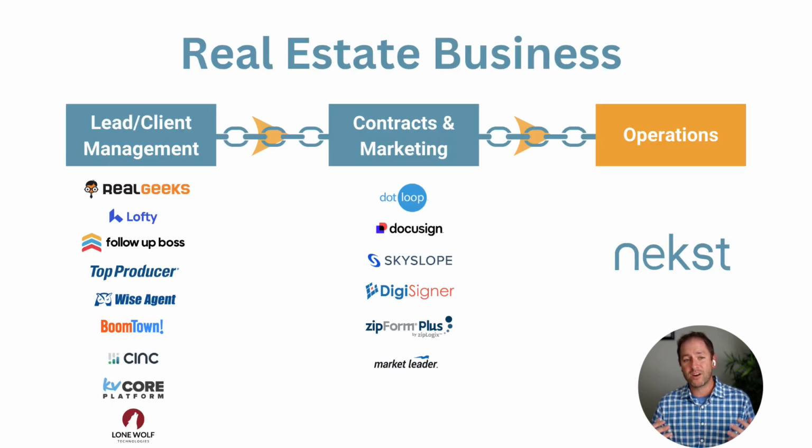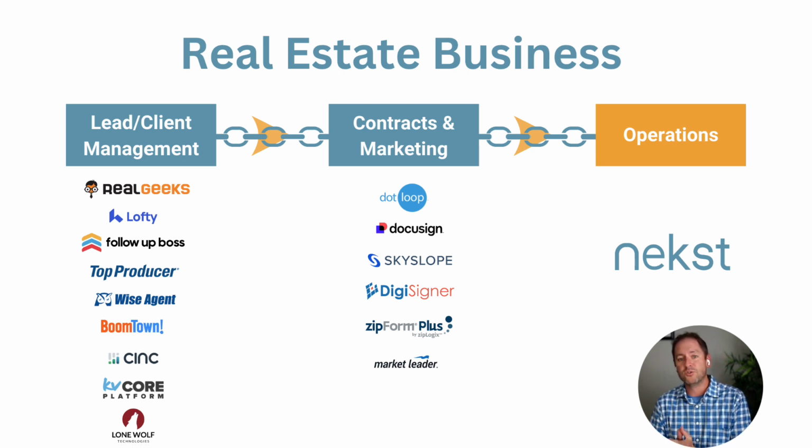So let's focus on where Nekst fits into your real estate business. There are three different categories, as I call it, to running a successful real estate business for agents and teams. There is the lead and client management. So this is step one, right? You need to get clients before you have clients. And this is some of the products that are used, Real Geeks, Lofty, Follow Up Boss, Top Producer, all those.